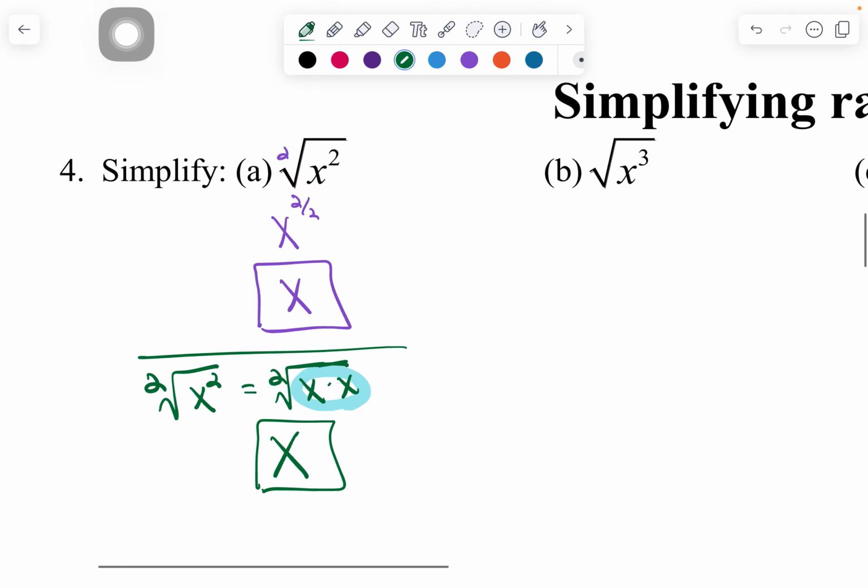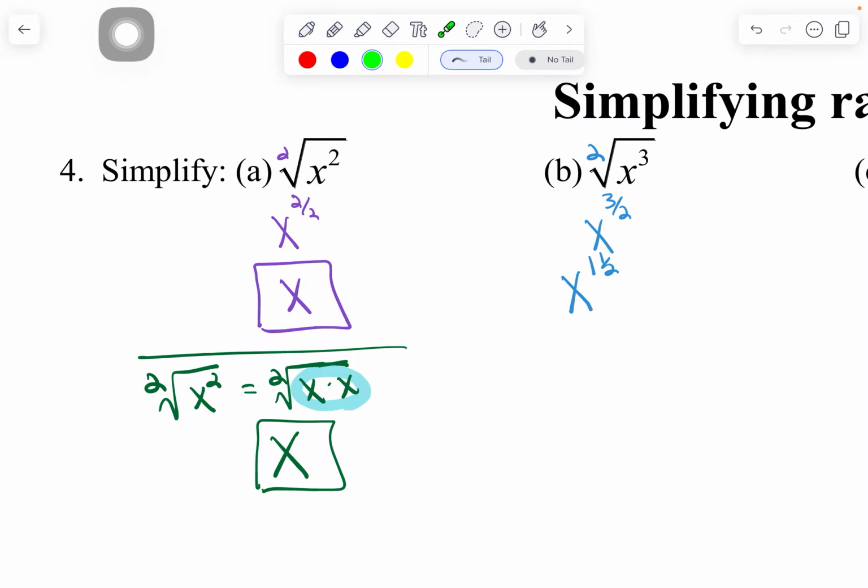So let's see how we can apply that to part B here. In part B, we're still dealing with a square root, but this time we've got x cubed. So if I rewrite this as 3 over 2, which is 1 and 1/2, I know that looks really weird writing it that way. But what this means is that I have one whole x, and then I still have an x to the 1/2 power. So the 1 whole x would go out front, and the x to the 1/2 stays underneath the root.